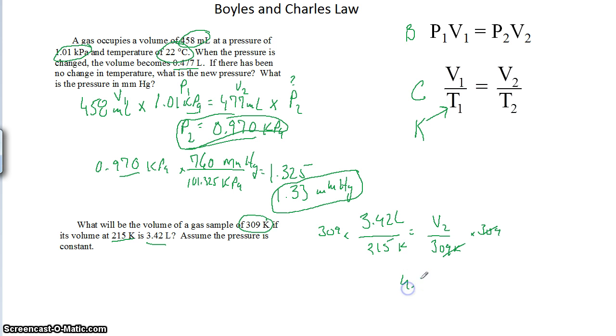and you're going to end up with 4.92 liters. And if you think about it, that should make some sense, because what I did is I had a gas at 215, I heat it to 309, the volume should go up, it should expand. And so then that would be your correct answer.